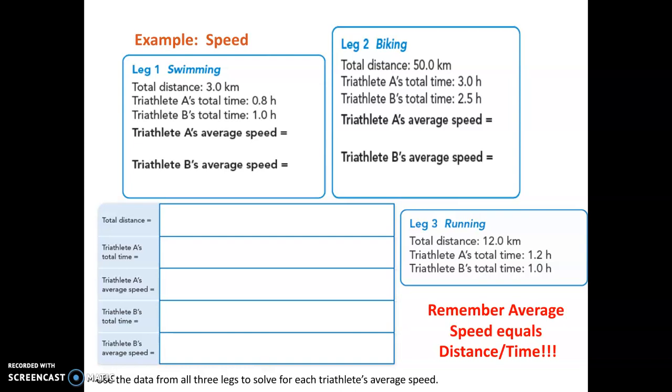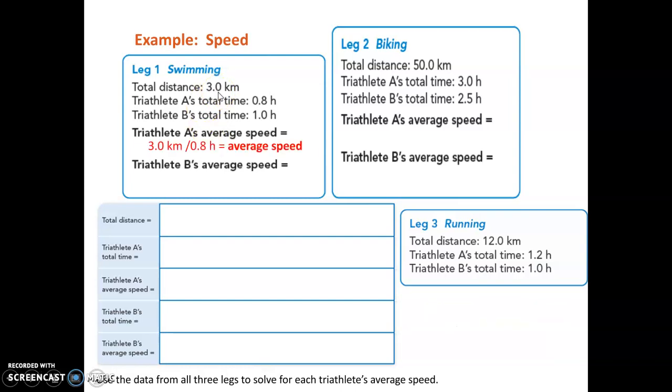So I'd like you to remember that average speed equals distance divided by time. So our distance is 3 kilometers, and our total time is 0.8 hours. So we're going to set it up like this. If you do 3 divided by 0.8, your average speed is going to be 3.75 kilometers per hour. So notice how I got these units. I have kilometers in the top, division bar, then hours. That's why I know it's kilometers per hour.